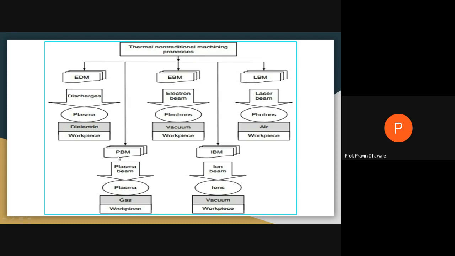Second, we have PBM, plasma beam machining. Third, EBM, electron beam machining. IBM, ion beam machining. And LBM, that is the laser beam. These are the types of non-conventional machining process. No doubt, this is the workpiece for all these processes.